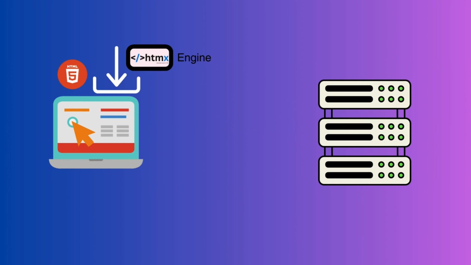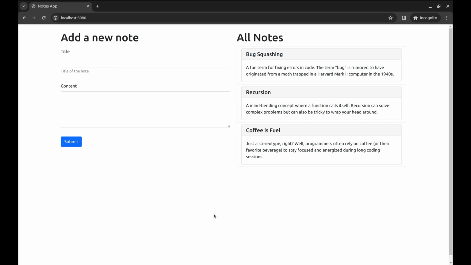On the client side, the browser downloads the HTMX engine and executes the JavaScript code to make sense of HTMX markup. With this understanding, let's use this Gin-based project to learn how HTMX can be used.